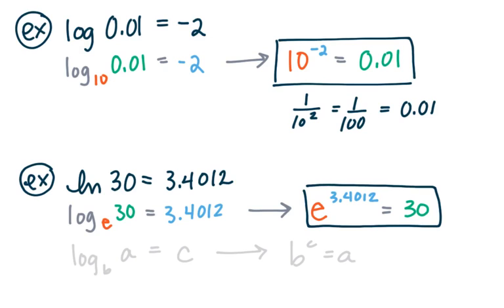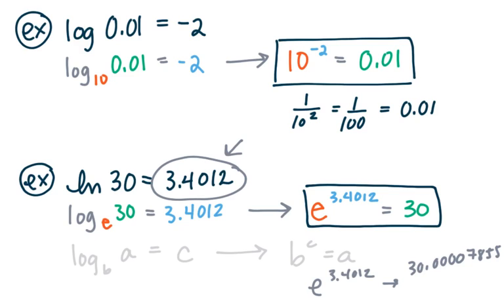However, if you type this converted form into your calculator, you're not going to get exactly 30. If I type that into my calculator right now, e to the 3.4012, I'm going to get out 30.000078855. And the reason is that in order for me to even write that value on my paper, the 3.4012, I had to round it, okay? So it's not exact, but this is how that form would work.